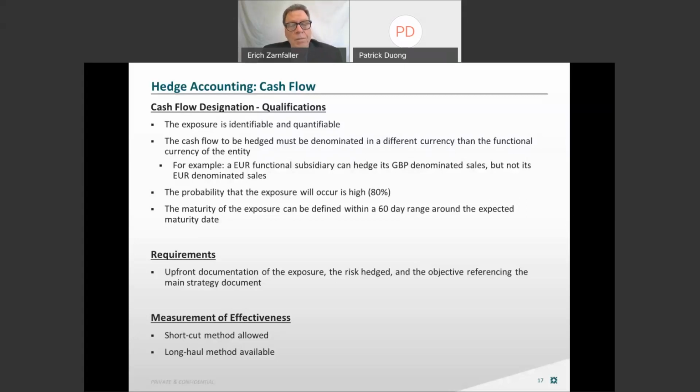Then there is the long haul method. This requires a more quantitative analysis of effectiveness, usually using regression. I want to note here that the requirement to report ineffectiveness separately to investors has been removed for all hedge designations. However, effectiveness analysis is still required to confirm the hedge designation in order to determine if the total gain or loss of the hedge will flow to the balance sheet or to the income statement. The fair value designation discussion is on the next slide.